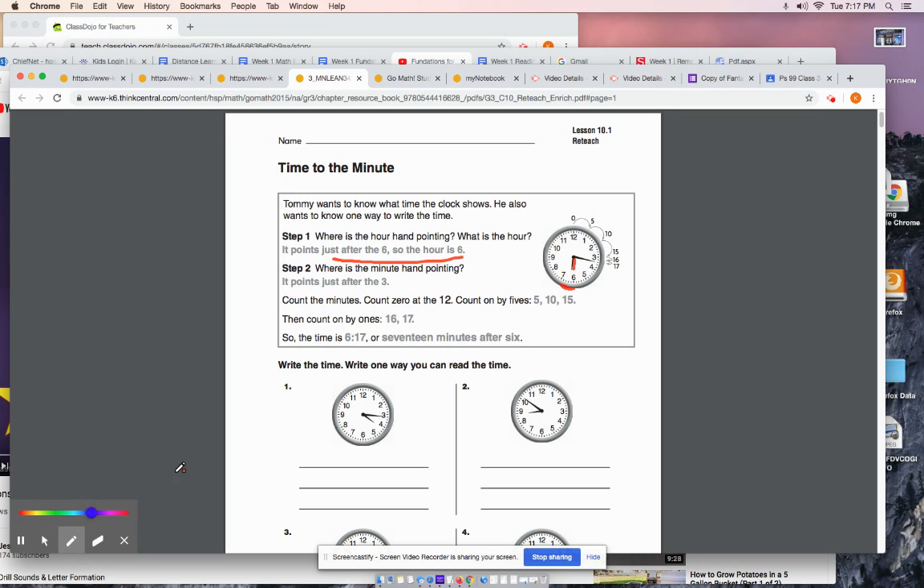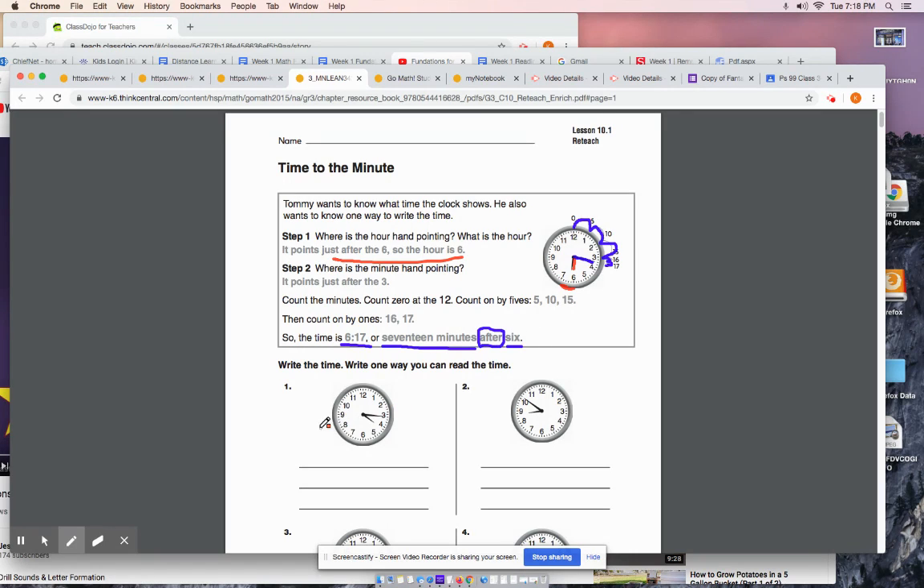Now I can look at my minute hand. My minute hand is the longest one, right? When I count to find out how many minutes it is, I start at the 12 and I count by fives. 5, 10, 15, and now I'm going to count by 1, 16, 17. So now I know it's 6:17, or I can write 17 minutes after 6 o'clock, right? Because it's 17 minutes after it being 6 o'clock.